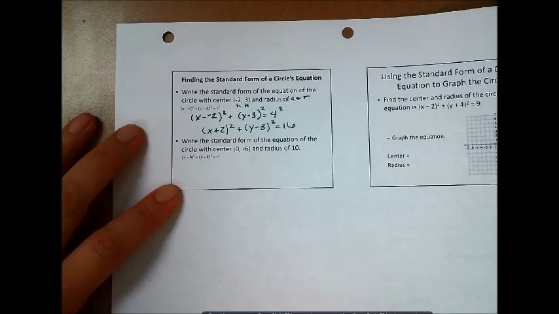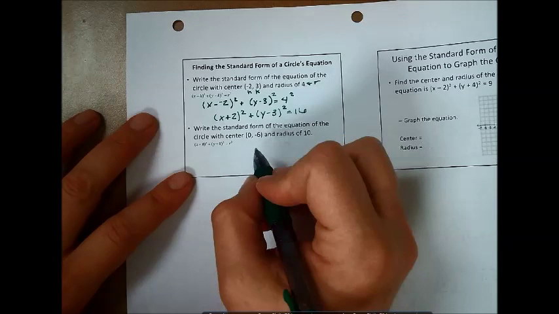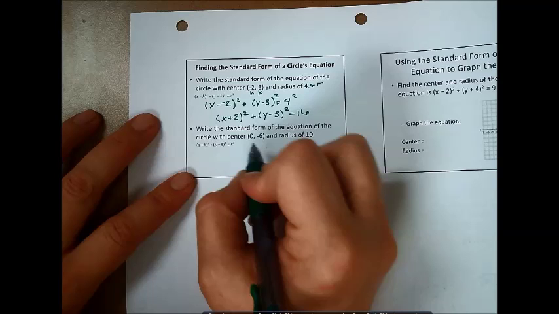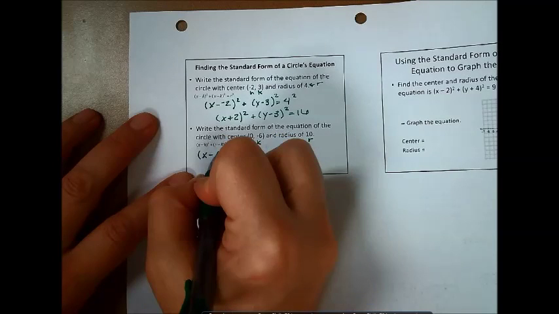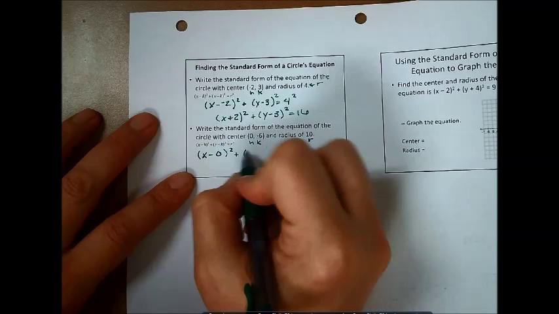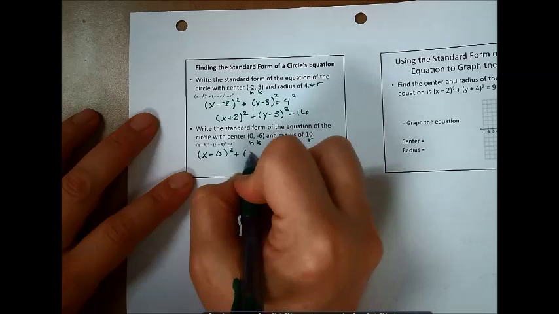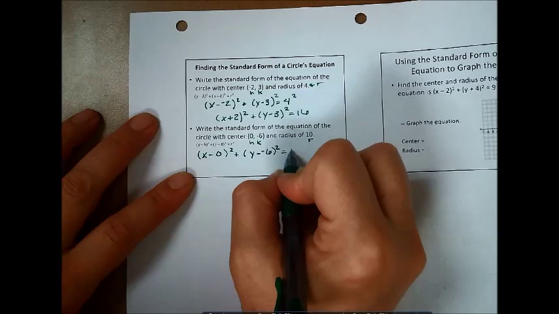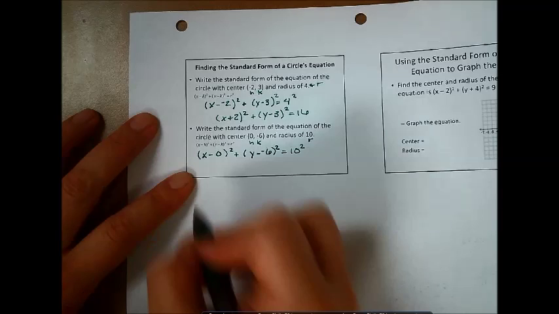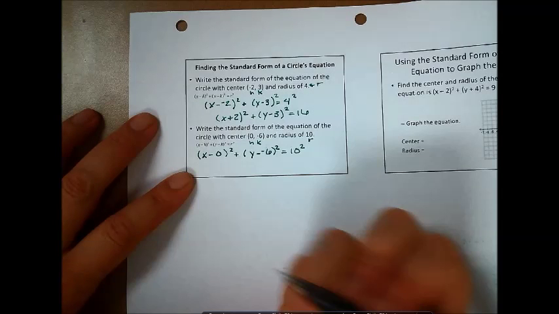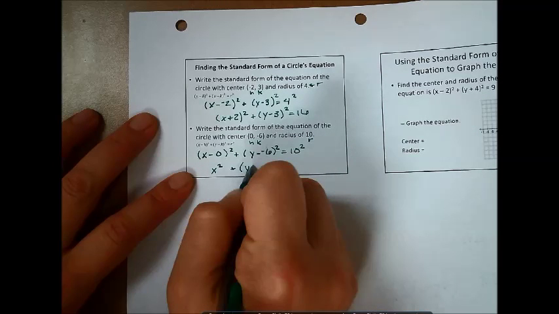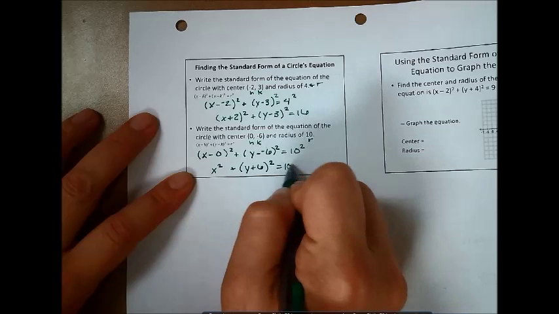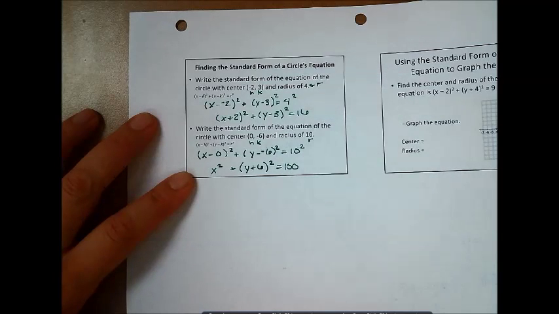Hopefully not too hard. So let's do another one. Again, this is hk and the radius is r. So we go (x minus h) squared plus (y minus negative 6) squared equals 10 squared. X minus 0 is just x, so that's x squared plus (y plus 6) squared equals 100. That's all there is to it. We're just filling in for letters.